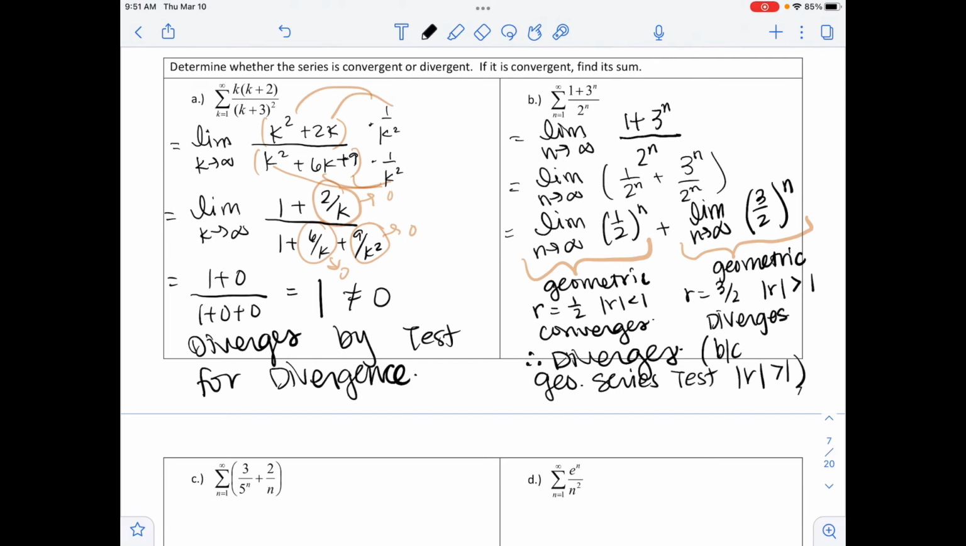We can also say that this diverges because of the test for divergence, because the limit as n approaches infinity of 1/2 to the n plus the limit as n approaches infinity of 3/2 to the n is not going to be equal to 0, which it needs to be. And if it's not equal to 0, then we can say that it diverges.